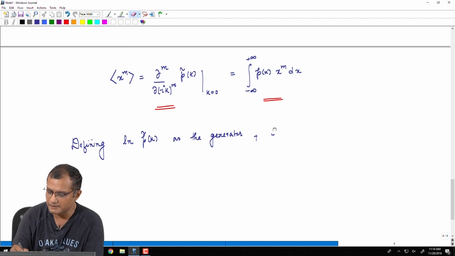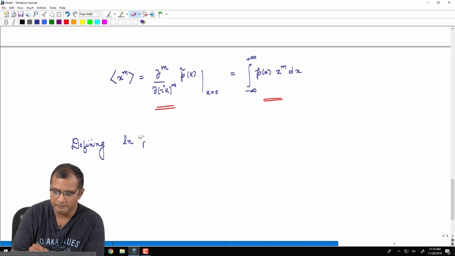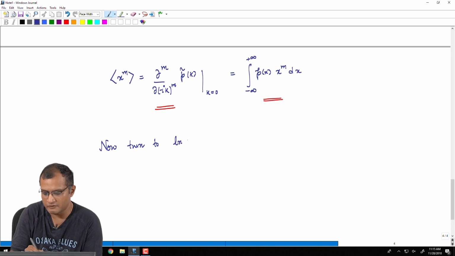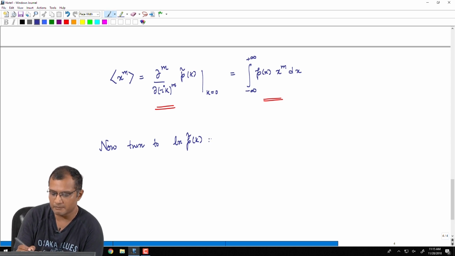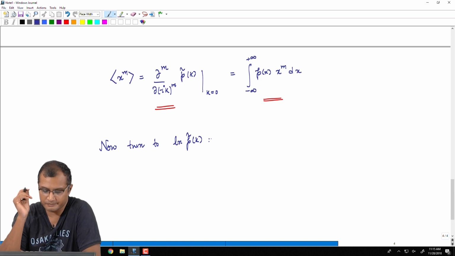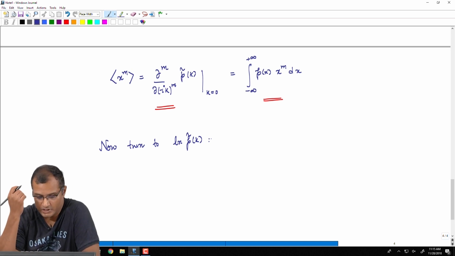I think it is better to first write down the logarithm of P of k, and then we will introduce the definition. It is perhaps better that way. So, you can now turn your attention to the logarithm of P of k, and I am going to tell you that this is also a very important object, and it will become clear in a moment why this is important. So far we have found a prescription to generate moments from the characteristic function. Let us see what is the logarithm of a characteristic function, ln P of k.